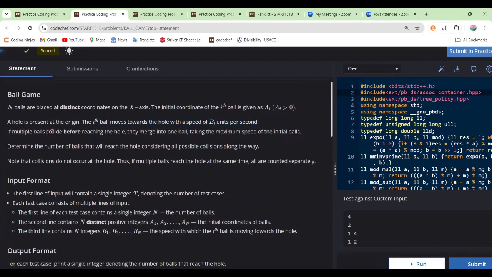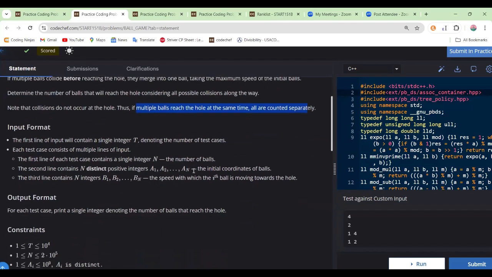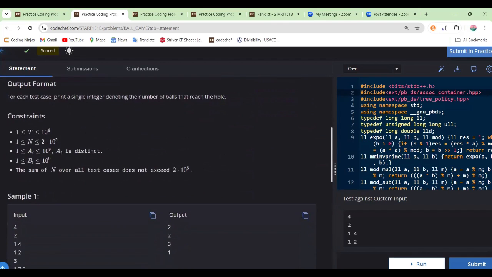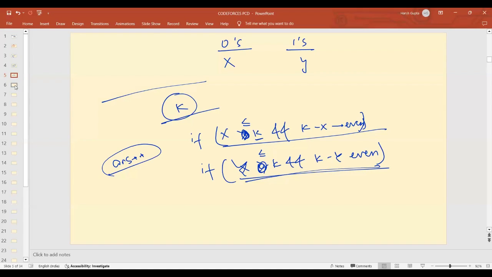If multiple balls collide before reaching the hole, they merge into one ball, taking the maximum speed of the initial balls. So you need to determine the number of balls that will reach the hole, considering all possible collisions along the way. Note that the collisions do not occur at the hole, thus if multiple balls reach the hole at the same time, all are counted separately. So let's understand what actually the question is.